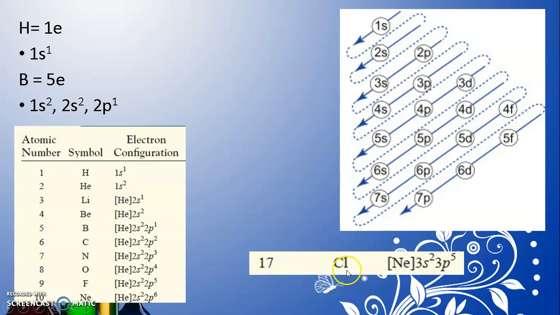Now, for chlorine having 17 electrons, the noble gas element preceding chlorine is neon. Neon has 10 electrons, so if you put in bracket neon, it means it has already 10 electrons. And then the remaining 7 electrons of your chlorine are found in 3s2 and 3p5.